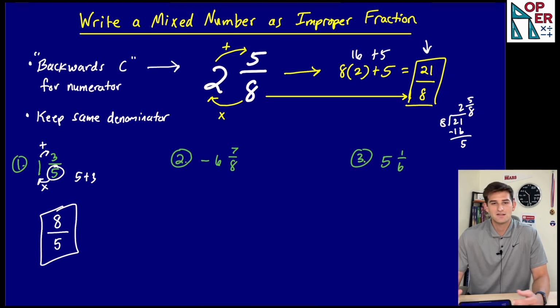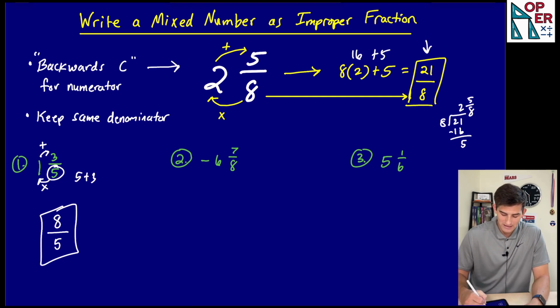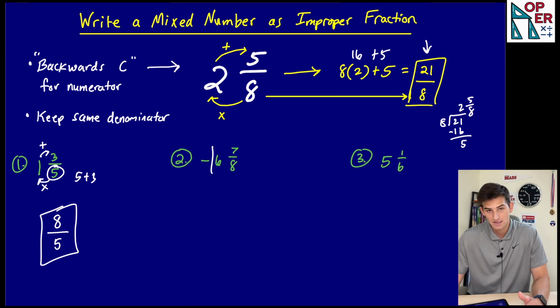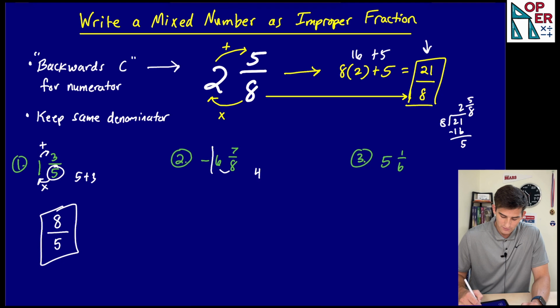All right, number 2, how does this apply? How does this change when it's negative? It doesn't change. All we need to do is make sure our answer is negative at the end. But for right now, we can think about it as just positive 6 7/8. So if I did 8 times 6, that would be 48 plus 7. So now we have 48 plus 7, that's going to be 55. So we have 55 over 8.